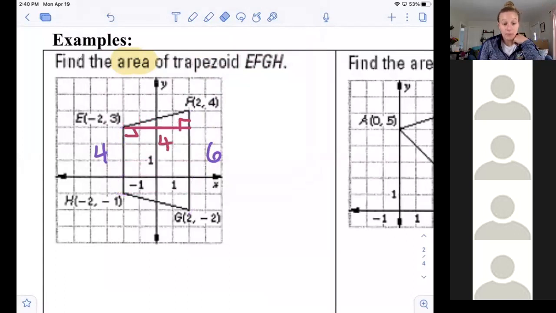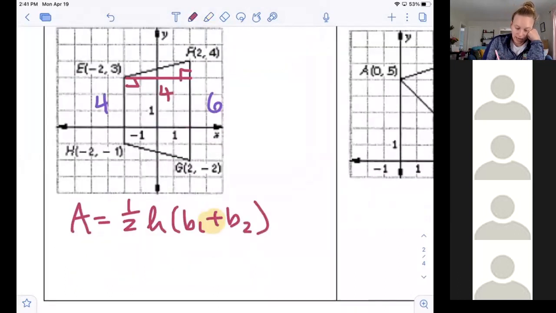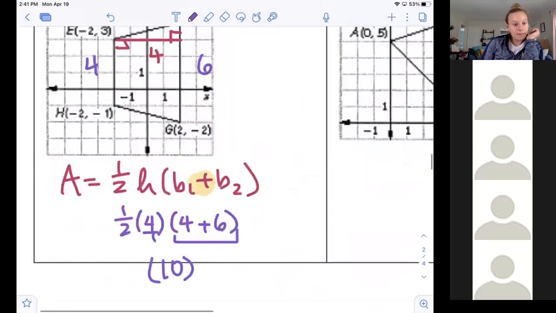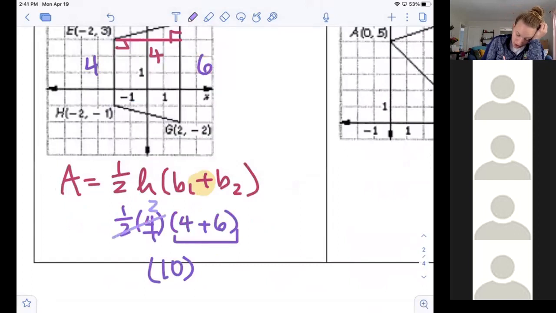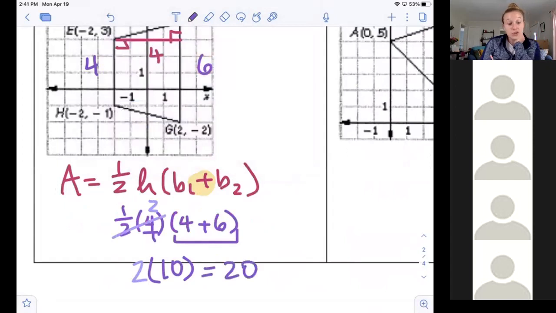Okay, cool. So I have all my pieces. Remember that area of a trapezoid is 1/2 height, base 1 plus base 2. Don't forget that plus. So we're going to do it with the points that we have. 1/2 of 4, because that's my height, times base 1, which is 4, plus base 2, which is 6. I can add 4 and 6 together to be 10. And then I'm at the same step going to do 1/2 of 4 or 4 times 1/2, or see if there's a common factor, which there is. And that becomes just 2. So I've got 2 times 10. And 2 times 10 is 20. So my area here is 20.